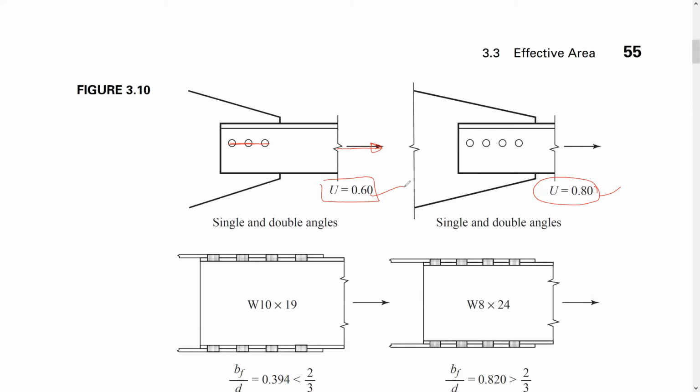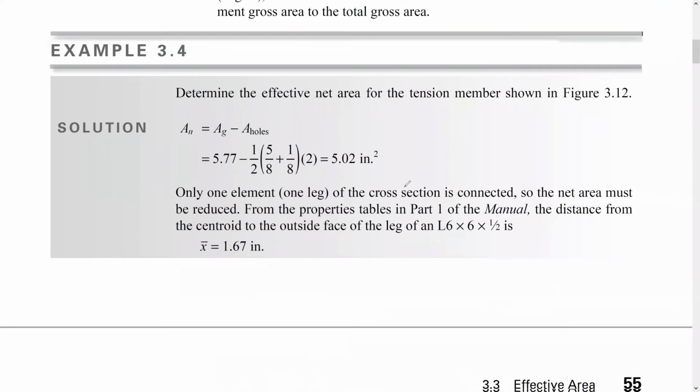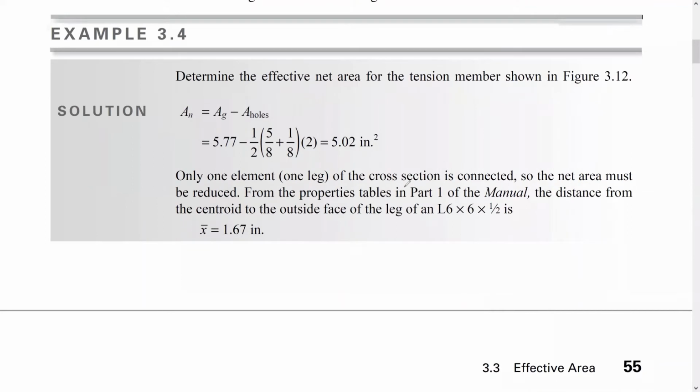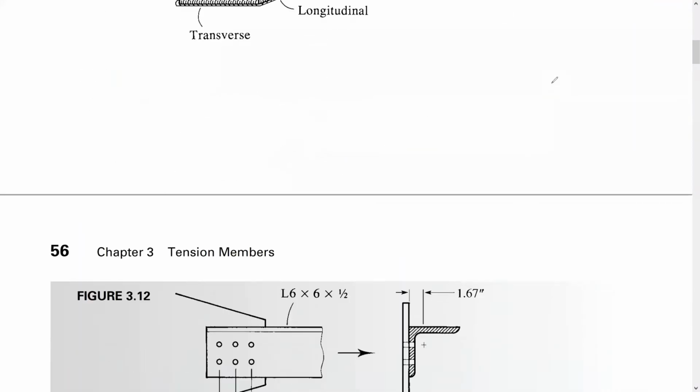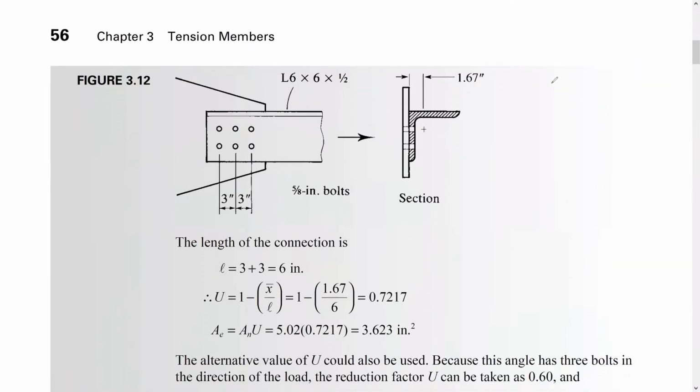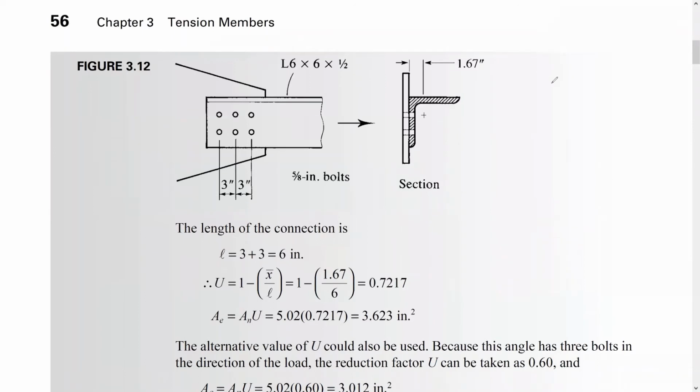Okay, let's solve example 3.4 here and see how to find the effective net area. So in this example, which is 3.4, on page 56, it asks us to determine the effective net area for the tension member shown in figure 3.12. Let me show you the figure so we can easily follow the solution here. So this is the figure here.